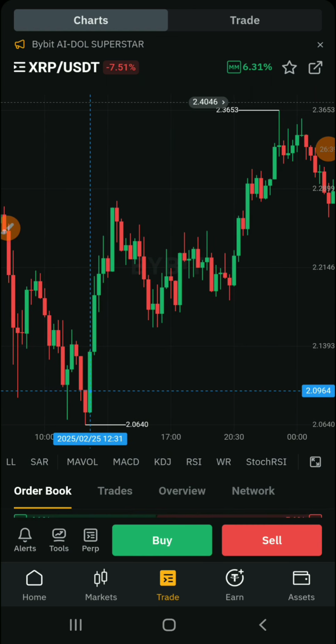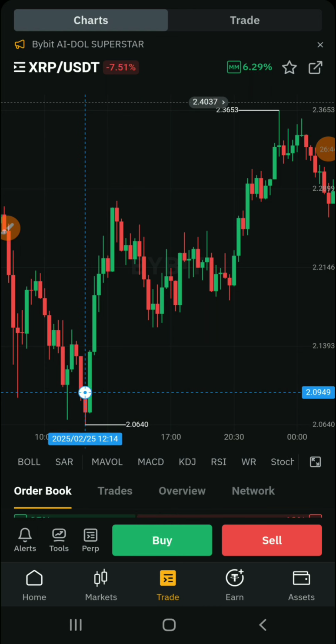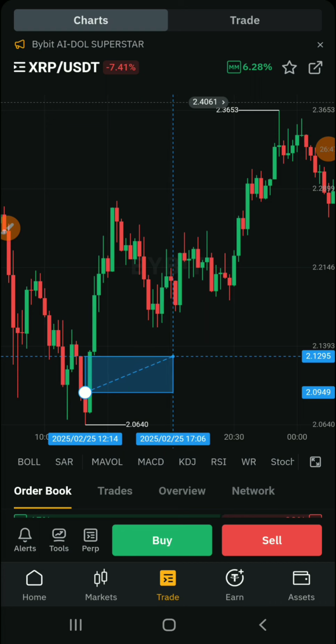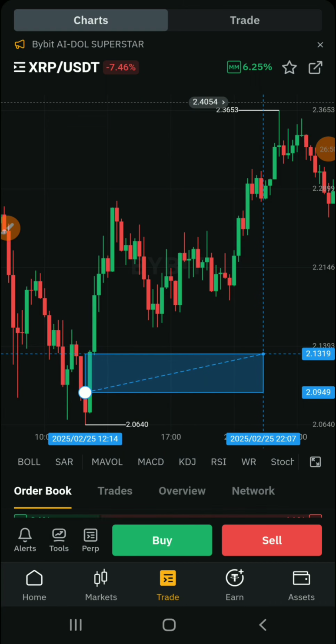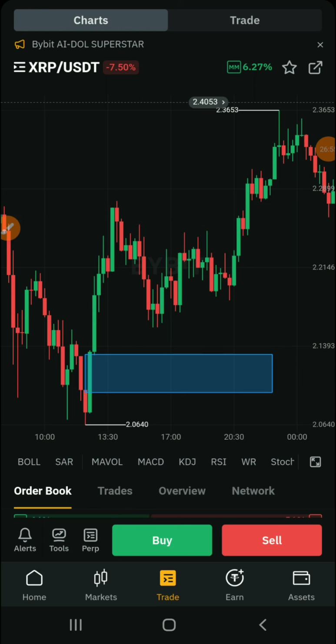We start from this red candle over here, so from the top of the red candle to the bottom of the third candle, just like this. So this is our fair value gap, and this is also an order block. This is an indication that the market wants to reverse after touching the order block on the higher time frame, which is the 4-hour time frame.